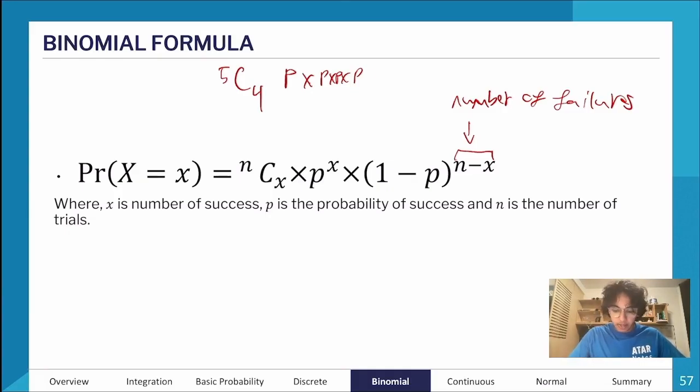Hence they multiply. That makes sense because it's "and", right? And I also multiply by the chance of 1 failure. So it's 1 minus p once. Okay? Hopefully that makes sense. Which is why it simplifies to be like 5C4 p to the power 4 times 1 minus p to the power 5 minus 4, right?